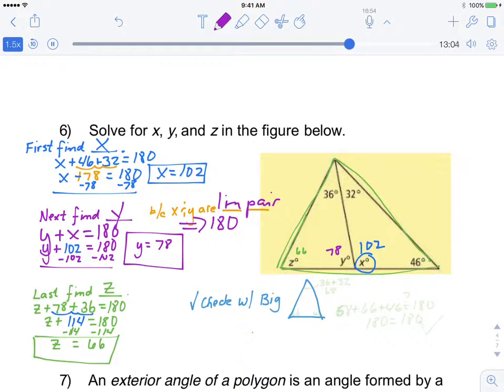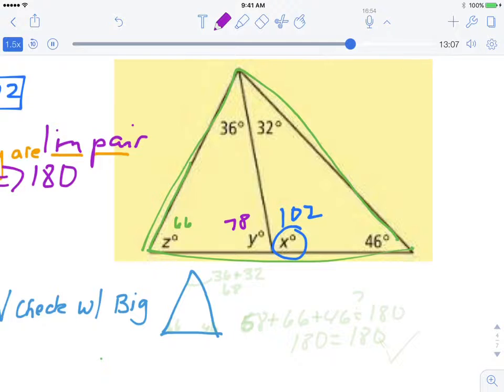We know that this little guy here is 66. We know that this was 46, and that was given originally. And then remember, these 2 angles right here were originally 36 and 22. So what is that? 58 total. So if we check that, 58 plus 66 plus 46, does that equal 180 degrees? And if it does, then you've got it right.